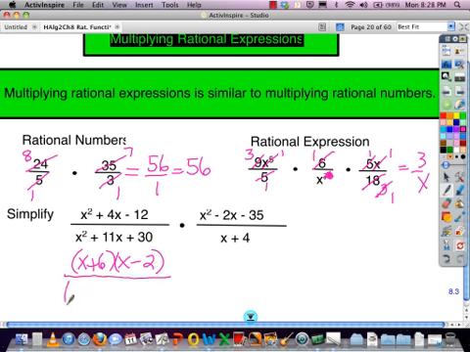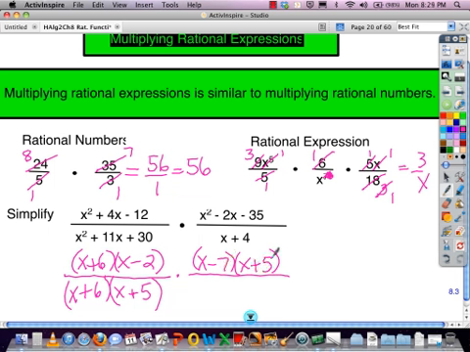In the denominator again, what multiplies to give me 30 that adds to give me 11? I think our 6 and 5 will do it on that one. So x plus 6 and x plus 5. We're multiplying, so we're good. Go to the other trinomials. What multiplies to give me negative 35 that adds to give me negative 2? X and x looks like a negative 7 and a plus 5.